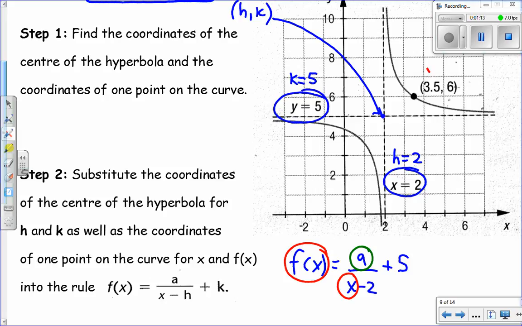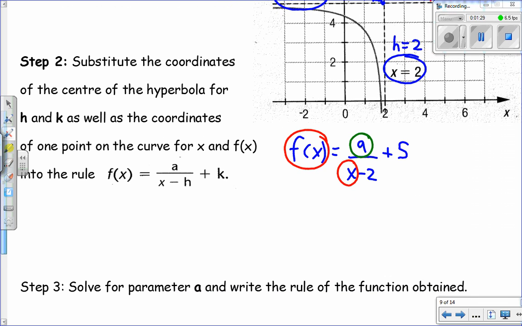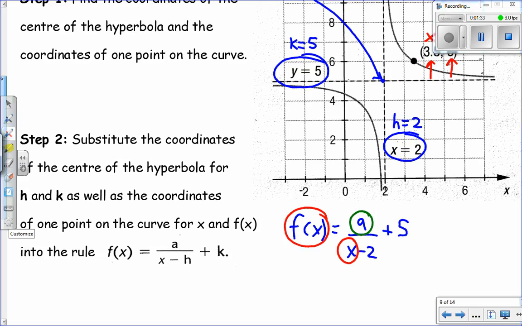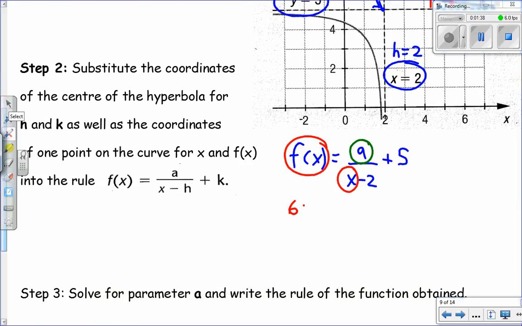And that's perfect because if you look on the graph, we do have a point, x and f of x. I suggest that you write that down on the point so you don't mix up your values. So if we plug in the points, we're going to have 3.5, 6, so 6 equals a over 3.5 minus 2 plus 5, and now we need to find our a value.